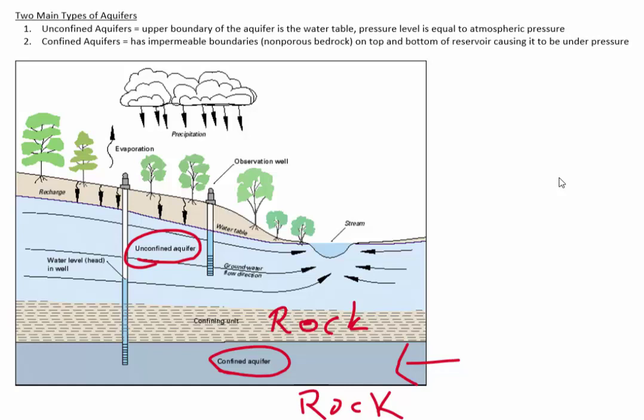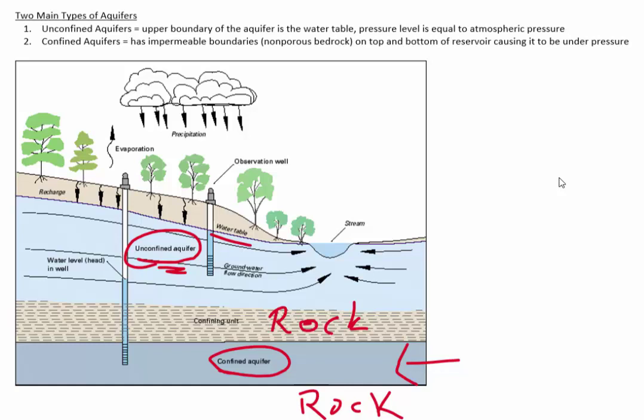And then you also have your unconfined aquifers, which again is this one near the top. This is usually located just below the surface, and the top boundary is what we call the water table. The water table is how high the water comes underground. These unconfined aquifers usually give water to rivers and streams.